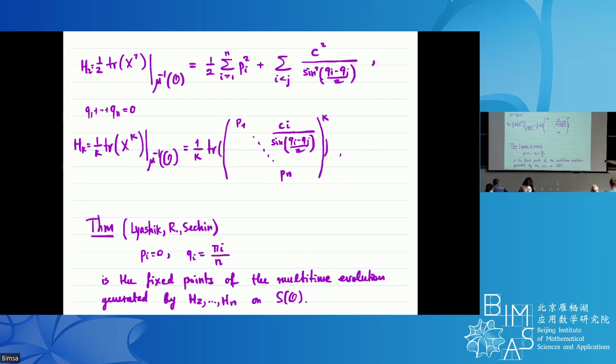So what we proved as an exercise is that actually these points are this point. This is a fixed point. Sorry, I made it plural, but it's a single point. It's actually a fixed point of this multi-time evolution.